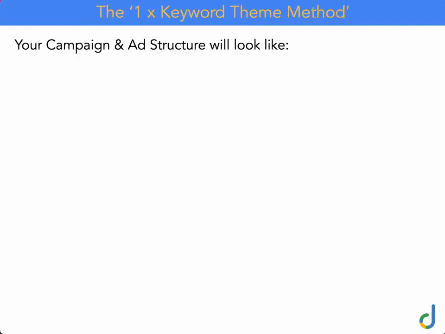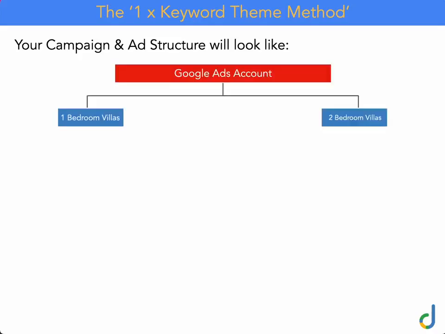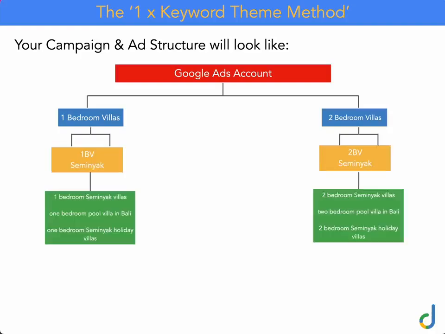All right, now let's talk about how your keyword structure affects your campaign and ad structure. It'll look like this. Obviously you'll have your Google Ads account. You then have your different campaigns. Remember, you set different campaigns so you can better control the spending. Then you have your different ad groups underneath them. Then you have your keywords and then your ad copy and landing pages.